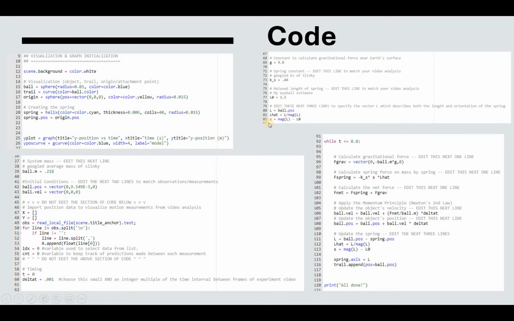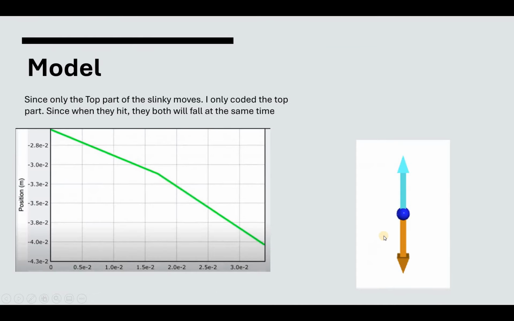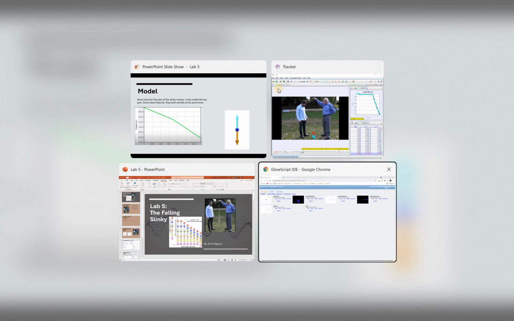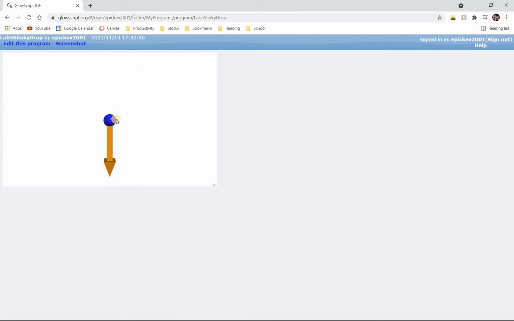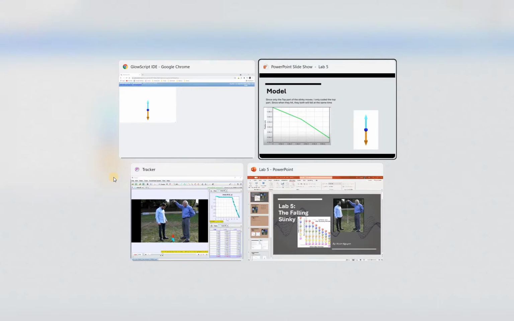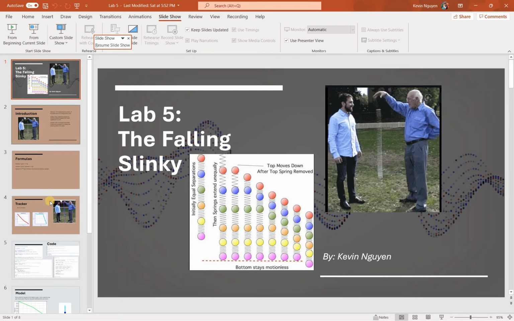Then L was the position, L hat, and S would be the change. The whole time interval was 8.8 seconds, so you get the force of gravity and the spring. Add those two for the net force, and then you update the velocity and position. And then that's it. So this is for the model; since, like I said, I only used the top and I coded it, you can tell it's sort of linear. And this is my model over here. If I adjust, the ball is the slinky and just going down.